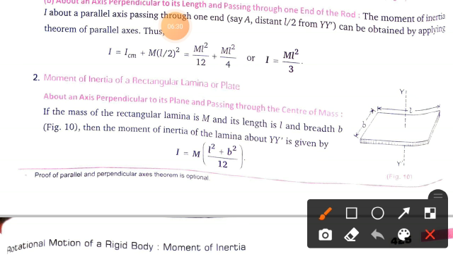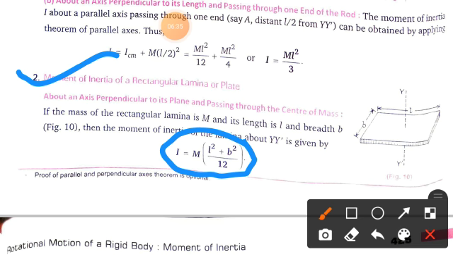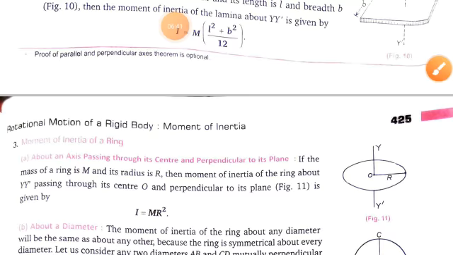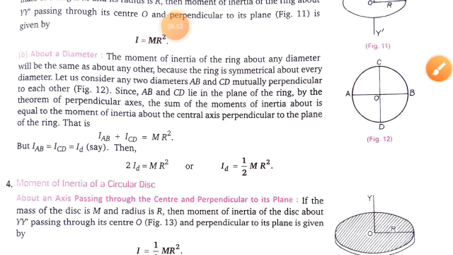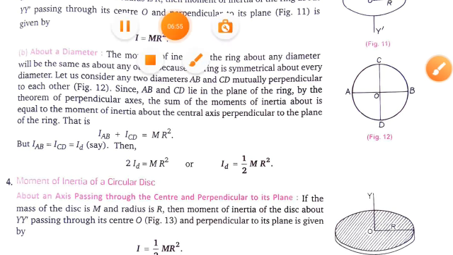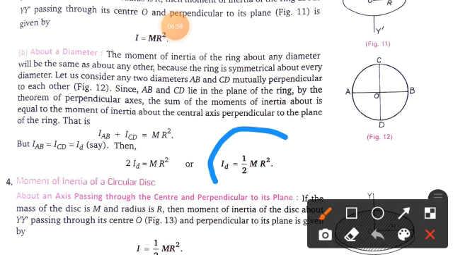Moment of inertia of a rectangular lamina or plane. In that case, the moment of inertia looks like this: I equals M (L square plus B square) by 12. This is for the lamina. Third one is the moment of inertia of a ring. Now there are two cases: an axis passing through the center and perpendicular to its plane, then moment of inertia is equal to MR square. And if we take moment of inertia about its diameter, then it is written like I_D is equal to half MR square. This one.